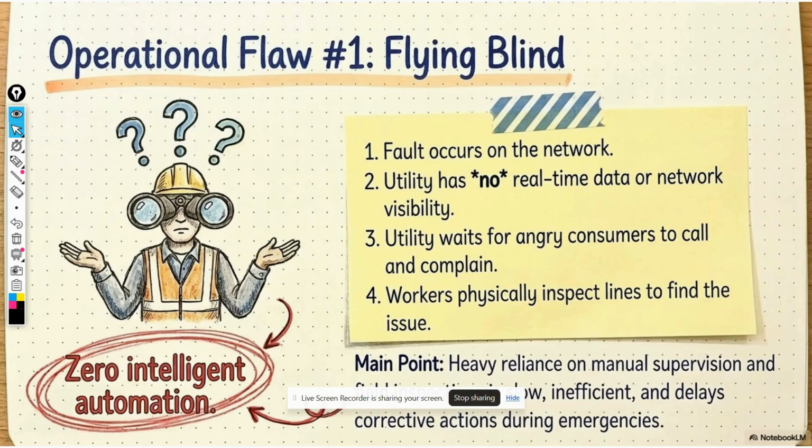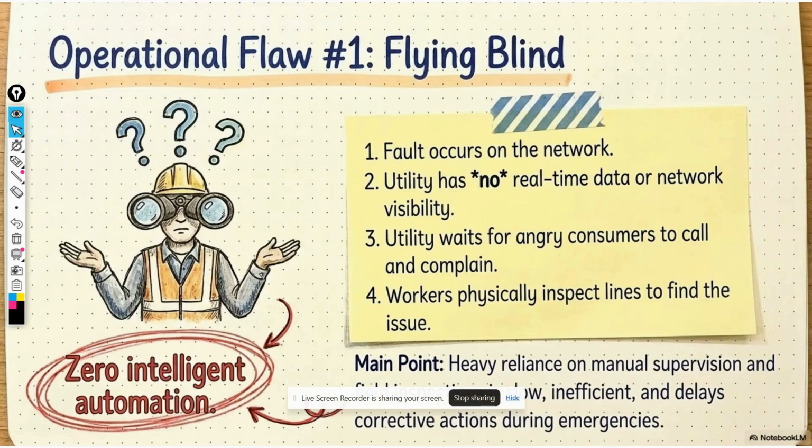Now, suppose a tree branch falls on an 11 kV distribution feeder during a storm. In the conventional grid, people first notice that electricity is unavailable. They call the utility. Engineers search for the fault. This may take 2 or 3 hours. But in the smart grid, the feeder itself reports the fault location within seconds.